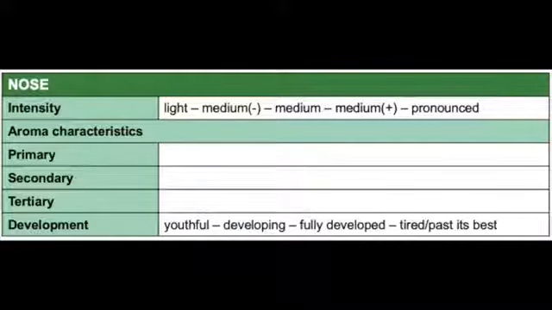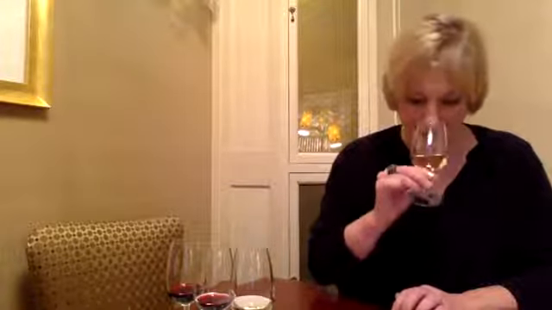Now, I can smell it here. I hardly even have to pick it up off the table. I can smell it, so we're going to go for pronounced intensity. Aroma characteristics: primary, secondary, tertiary. Write it down. Hopefully you've got that by now. Next to primary, what are you going to go for here?